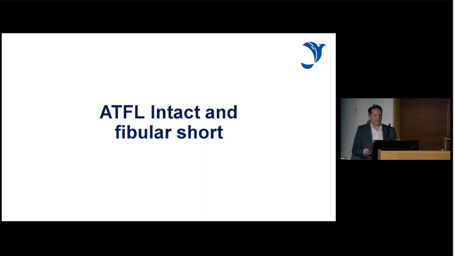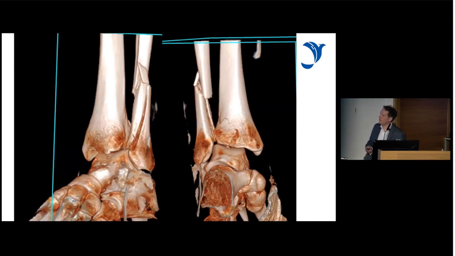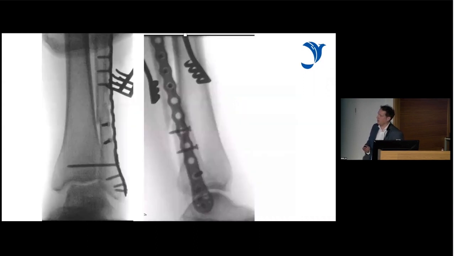Okay, ATFL intact and fibula short. You can see that this fibula is in a lot of pieces. It's quite difficult to get the length in the right position, I find. So I've done a bridge plate on this. I've fixed some of the other fragments back. I have done a deltoid repair as well.